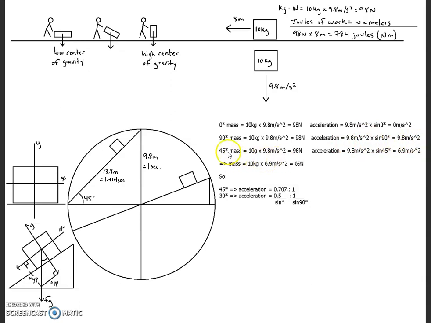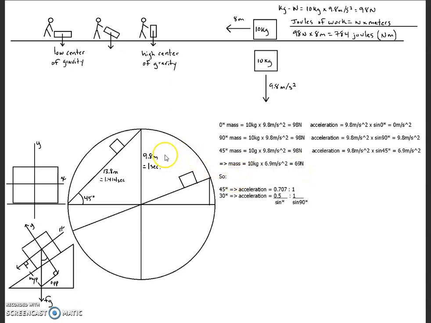Now at 45 degrees, we have the mass, 98 newtons. But the acceleration now is changing. The sine of 45, and the acceleration now is 6.9 meters per second squared. And the funny thing about this is, if we take 10 kilograms times the acceleration, just as we would do here, it gives us 69 newtons. Now if you look online, you'll see sometimes people that weigh themselves on an angle, and they weigh less. So that's kind of a funny little thing about that.